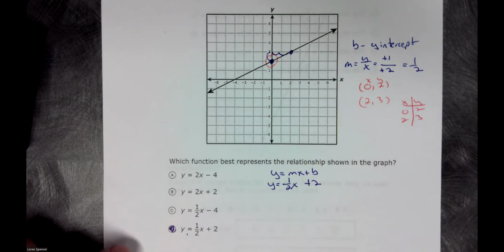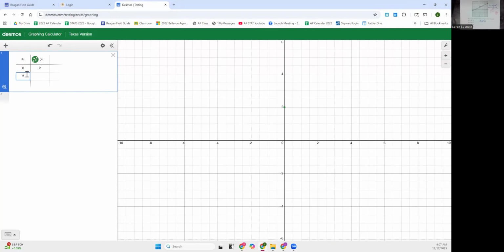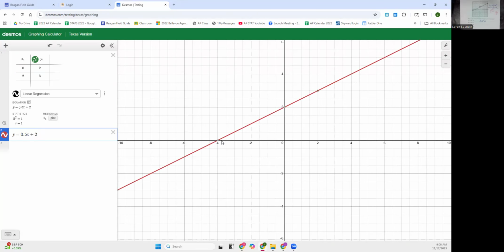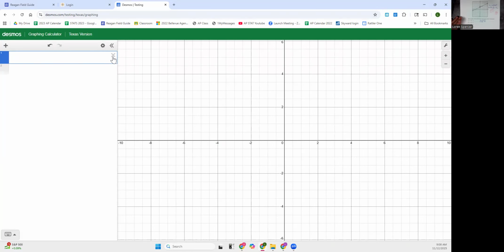And if I put the plus button in the table, I can put in (0, 2) and (2, 3), hit the domino button, and I get my equation, y equals 1/2 x plus 2. So 1/2 x plus 2, the only one that has 1/2 x plus 2 is D. So that would give me D right away. So that's one way to do it. The other way to do it is just to plug in the answer choices.